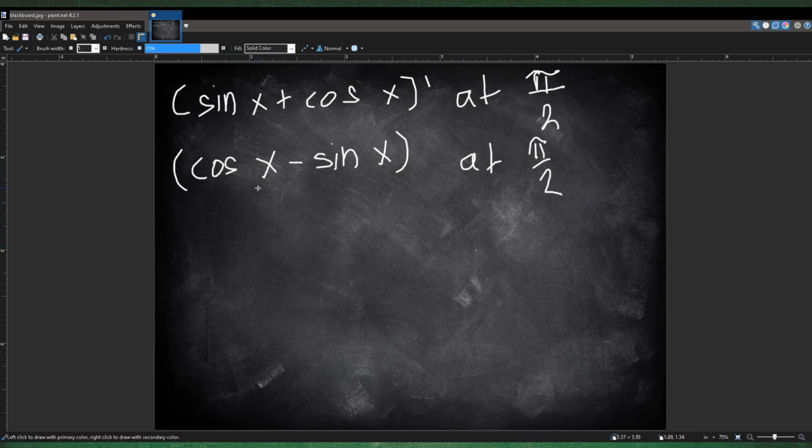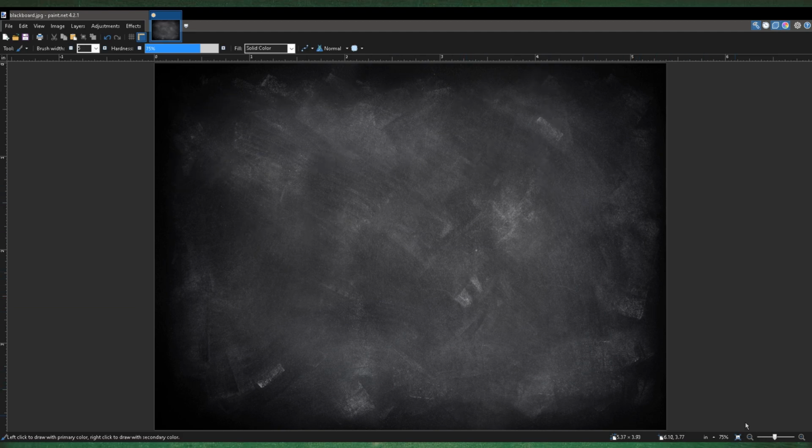So cosine of pi over 2 is 0. Sine of pi over 2 is 1, so that's minus 1. So the derivative of sine of x plus cosine of x at pi over 2 is just negative 1. So the slope at pi over 2 is basically just negative 1. It's basically just that simple. Okay? Now let's try another one.